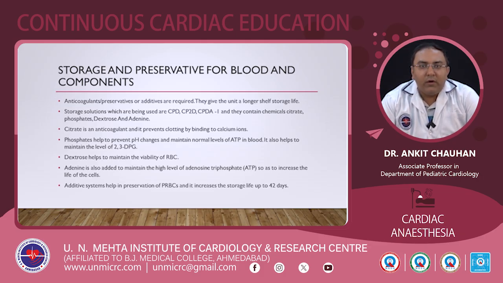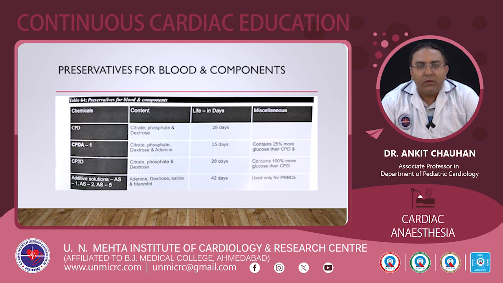Citrate is an anticoagulant and prevents clotting by binding to calcium ions. Phosphate helps to prevent pH changes and maintain normal levels of ATP in blood. It also helps to maintain the level of 2,3-DPG. Dextrose helps to maintain the viability of RBC, and adenine is also added to maintain a high level of ATP so as to increase the life of the cell, and it increases the lifespan of stored components up to 42 days. These are different preservatives, CPD, CPDA1, CPD and additive solutions, which increase the life from 28 days to 42 days.